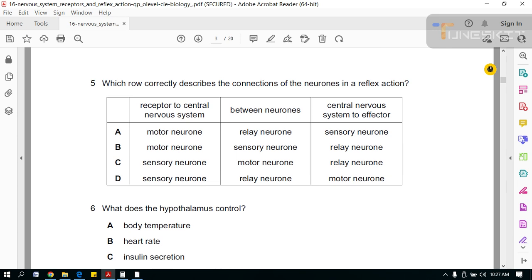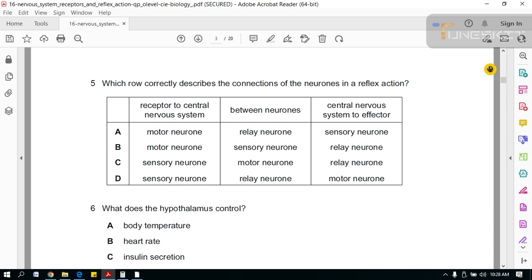Which row correctly describes the connections of the neurons in a reflex action? Again, you have to find out which row present in the table is correct and describes the sequence of the neurons in the reflex action. So here in this case, option A: motor neuron, relay neuron, sensory neuron. Option B: motor neuron, sensory neuron, relay neuron. Option C: sensory neuron, motor neuron, relay neuron.